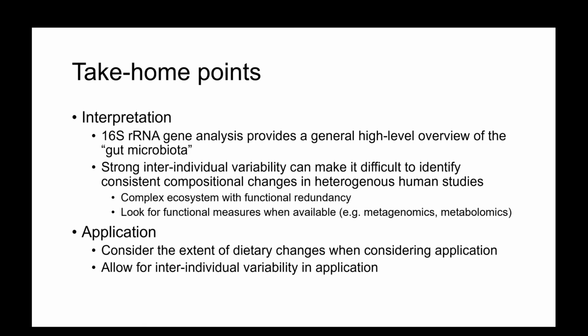The inter-individual variability, again, can make it difficult to identify consistent, specifically compositional changes. So this still has to do with 16S. And so that's why, as Dr. Comstock mentioned, when you're interpreting, it's important to be looking for these functional measures when available, because really what you want to see is, was there an actual functional change?